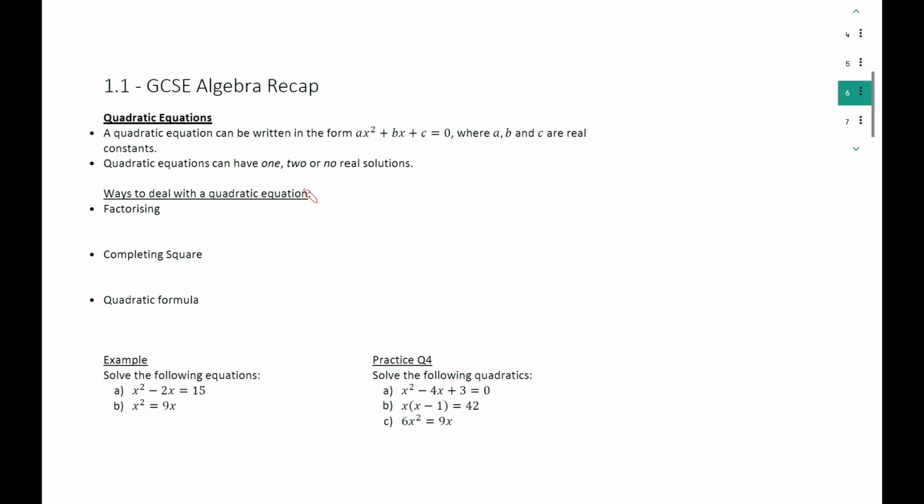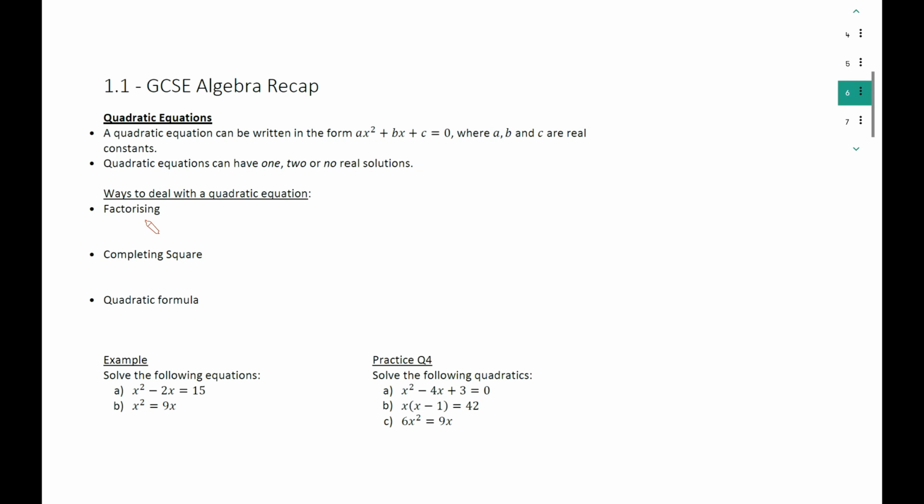Quadratic equations. You should be very familiar with quadratic equations. You've done a lot of them in GCSE. So we know quadratic equations means the highest power of x is squared. Quadratic equations can have 1, 2, or no real solutions. You get used to it. You will see them a lot later on. So there are 3 ways you can deal with a quadratic equation. You can either factorize them, you can complete the square, or you can use the quadratic formula.